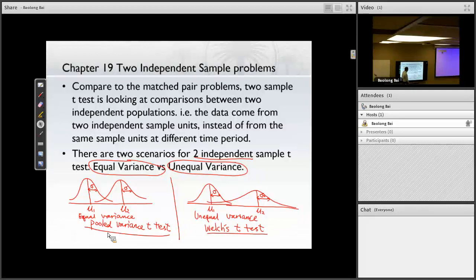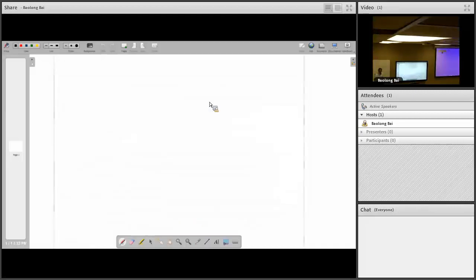So here's another issue. We're not going to talk too much about it. We're saying if we have equal population variance, we use pooled variance t. If we have unequal population variance, we use Welch's t, right? But the problem is, how do we know if the two population variances are the same or different, right? So we really don't know unless we do a test. There will be another hypothesis test.